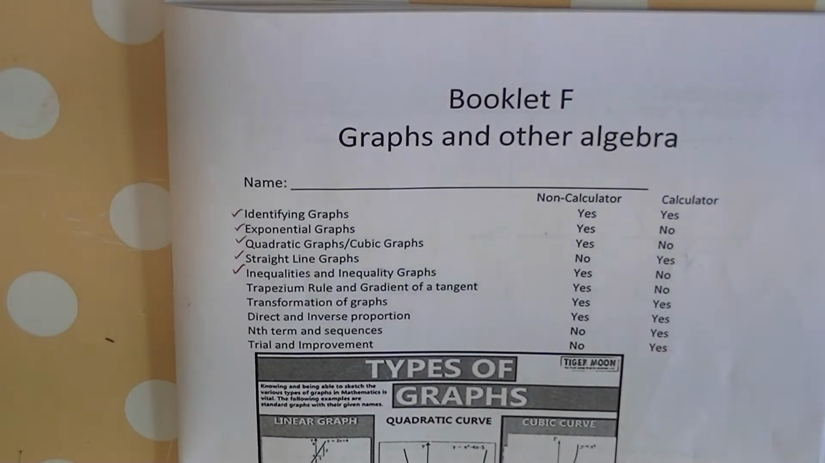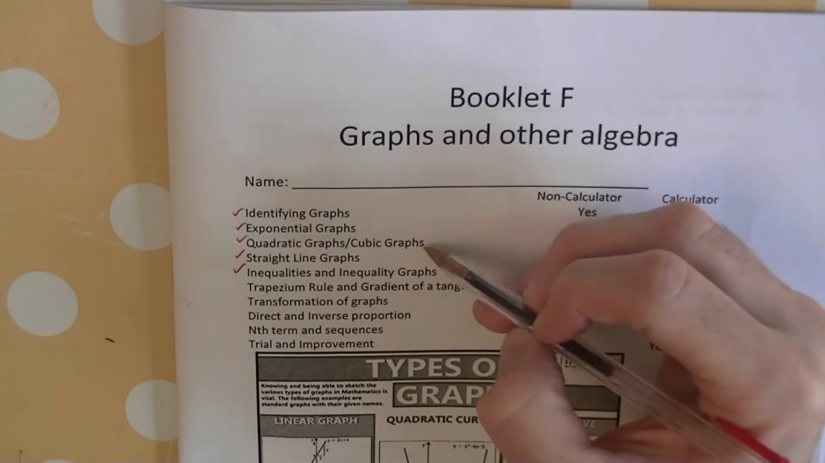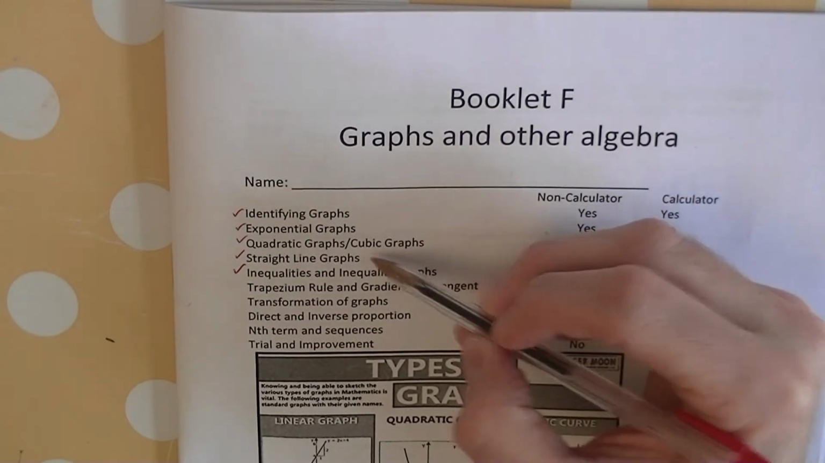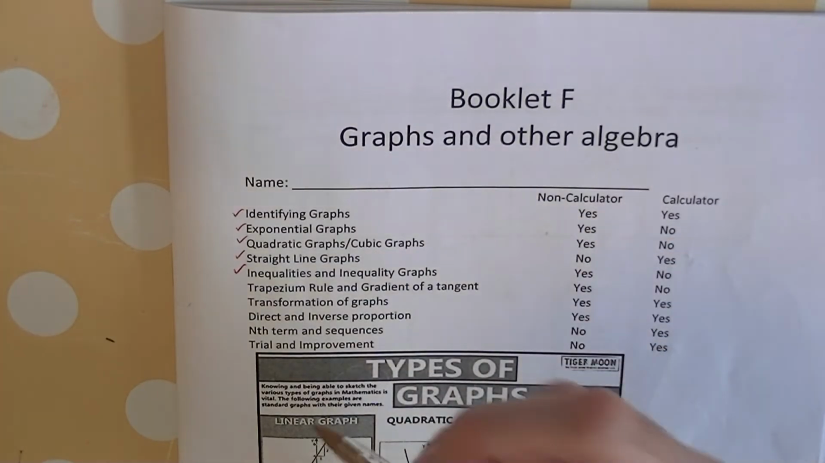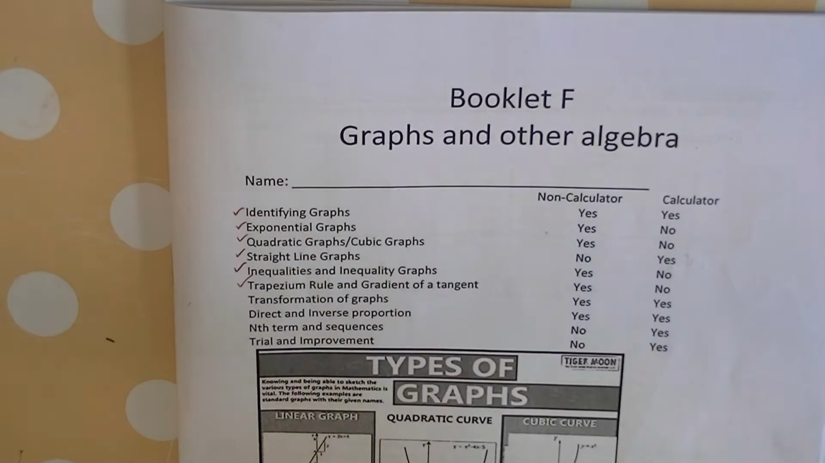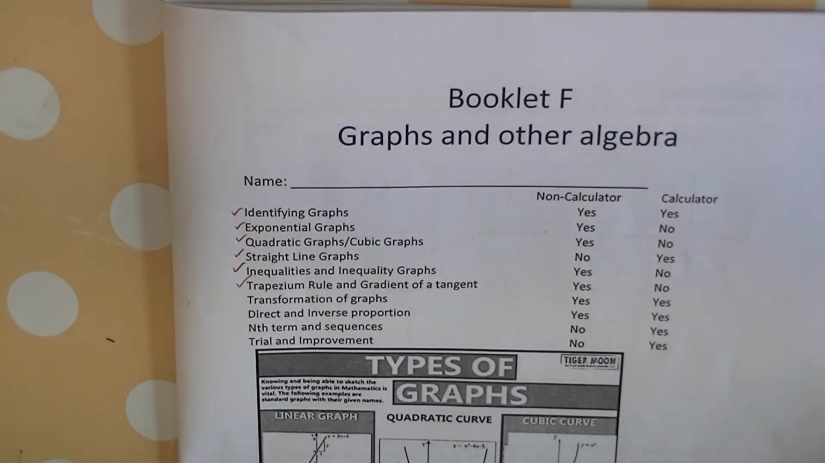This is part 2. The plan was to get this far in part 1, but we didn't. We made it to the end of quadratic graphs and cubic graphs. So we're picking up here on straight line graphs, inequality graphs. We'll also try in this one maybe the trapezium rule. And time allowing, we'll have a look at some transformations of graphs and leave these last few till part 3 of this video.